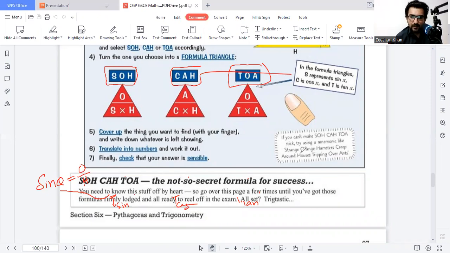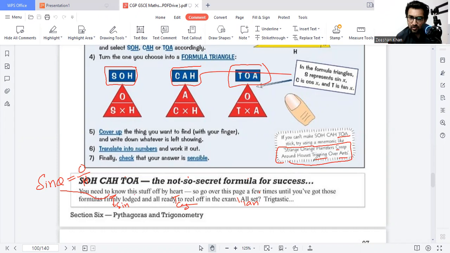So there is a more easy way to memorize: SOH. It means strange orange hamsters. And then CAH, creep around houses. And then TOA is tripping over ants. You can use this one sentence. Now this is more easy, right? You just memorize this one sentence and from there you will be able to memorize this formula.